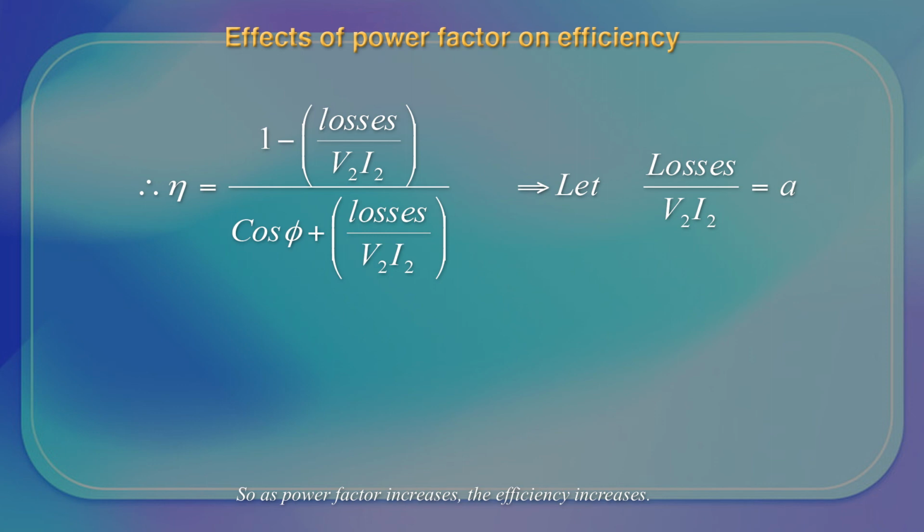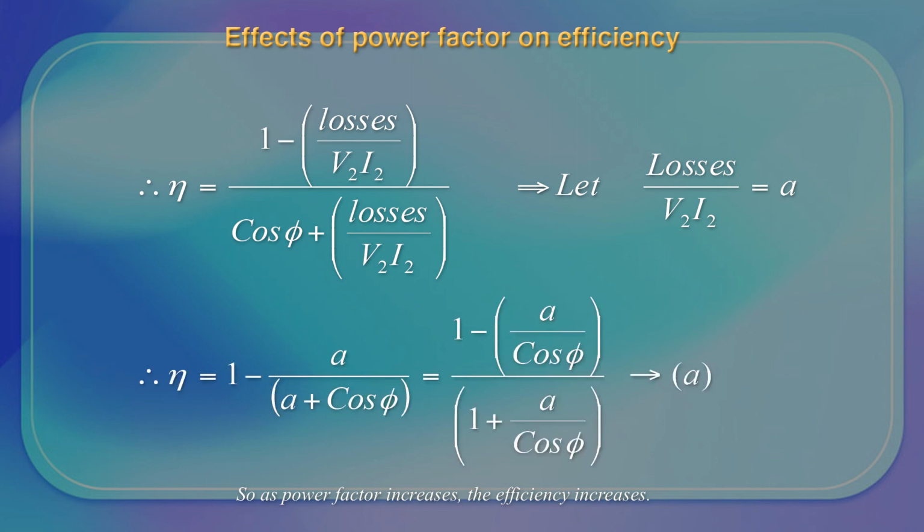Just assume that losses upon V2I2 is equal to A. So the efficiency can be written as 1 minus A upon (A plus cos phi), and this can also be written as 1 minus (A upon cos phi) upon (1 plus A upon cos phi). Here you can notice that if the power factor is more, then A upon cos phi is less, hence the second term in equation A is less and the efficiency will be more. So as the power factor increases, the efficiency also increases.